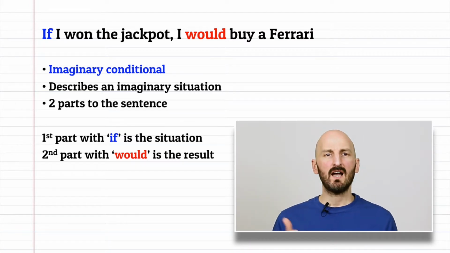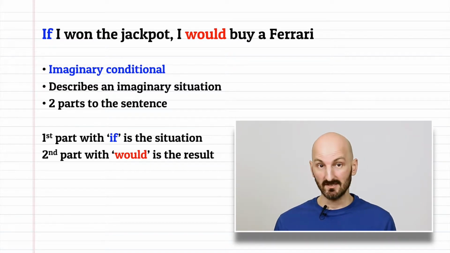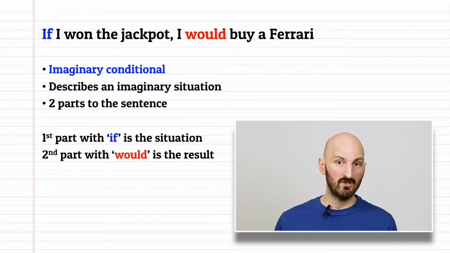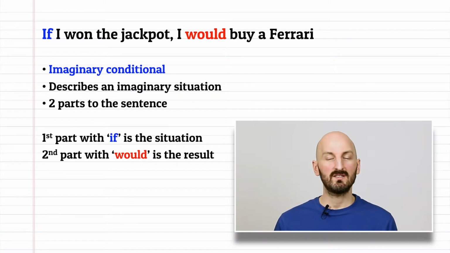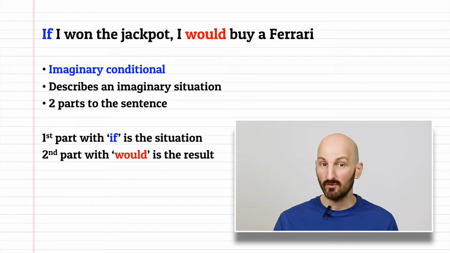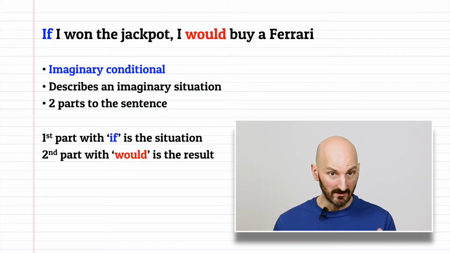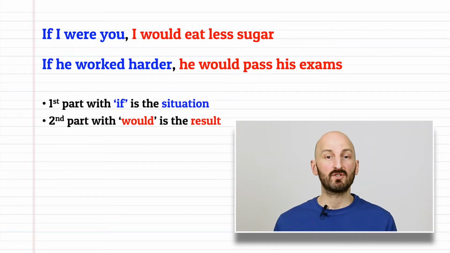So let's think. How many parts to the sentence? 2. Are they connected? Yes. Which part describes the situation? The if part. Which part is the result? The would part. And is it likely to happen? No, almost impossible. Remember, the important difference that defines imaginary conditionals is they're not real and they're extremely unlikely to happen. Some other examples of imaginary conditionals are, if I were you, I would eat less sugar, and if he worked harder, he would pass his exams.